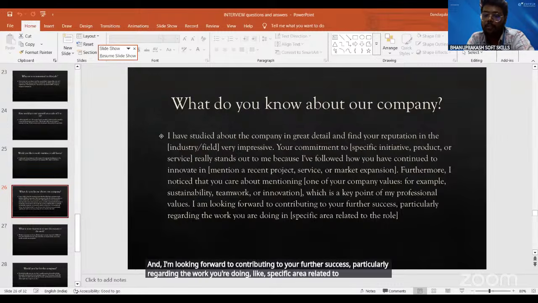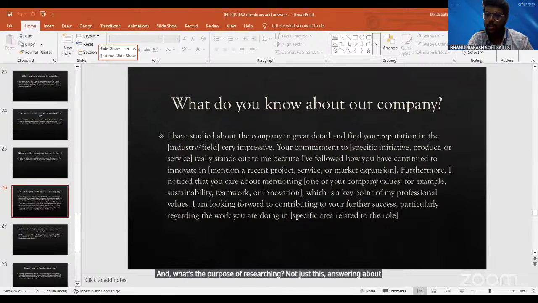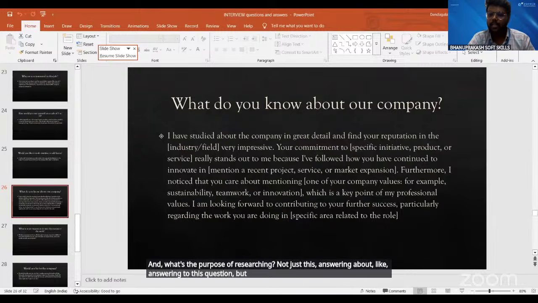related to the role. So tomorrow I will explain what other things we can research about the company and what the purpose of researching is, not just for answering this question, but there are a lot of users here, and before going for any company we need to research properly.